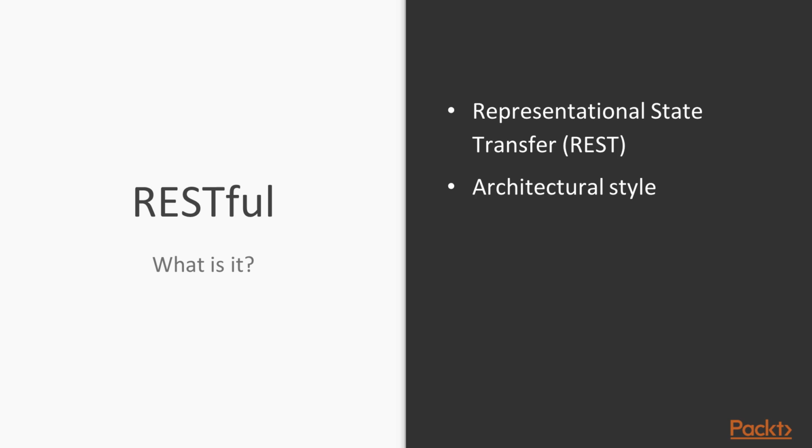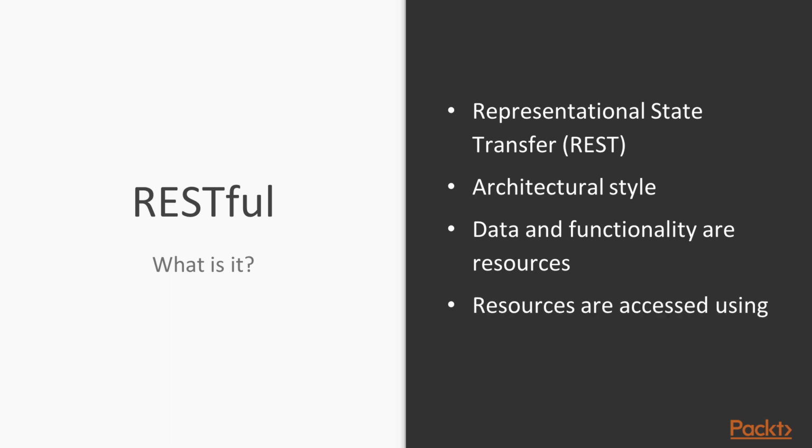So in our case, the protocol is HTTP and the interface is the URL and the body of the message, which might be in JSON or XML formats. And data in this architectural style is transferred and accessed by unified identifiers, which are URIs.